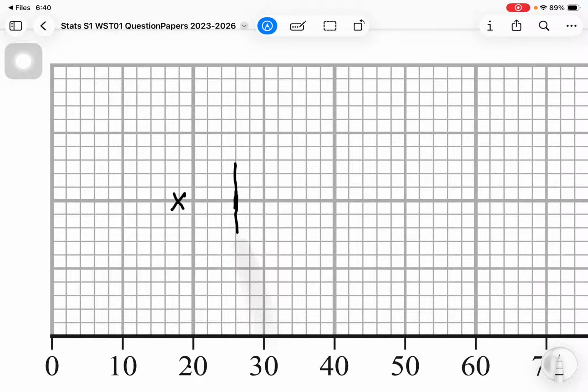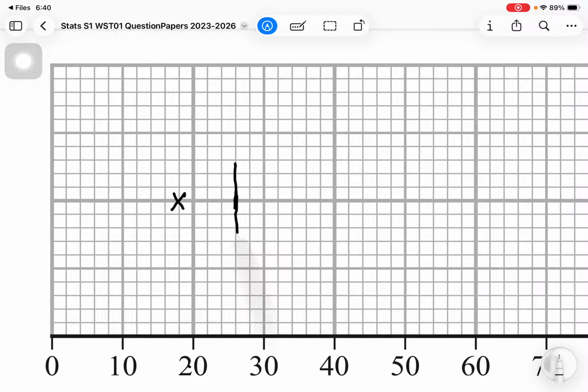Okay, it goes up to 63. So 60, 62, 63 is here. So this is 63. So this is the plot that we have. And the mean is going to be 53. So 50, 52, and this is 53. So we have that line now.